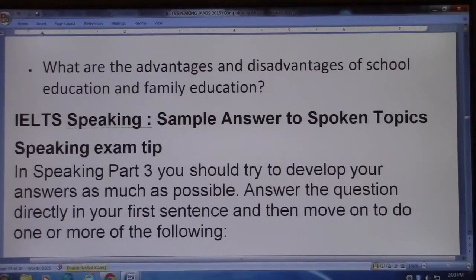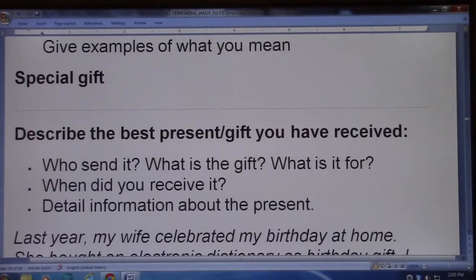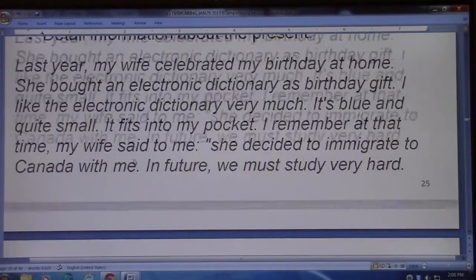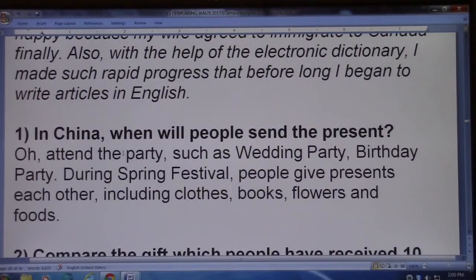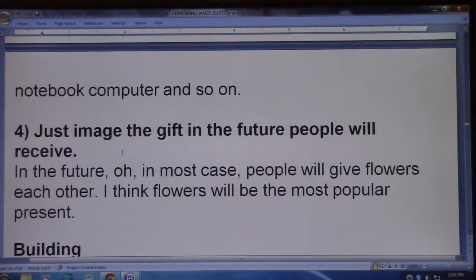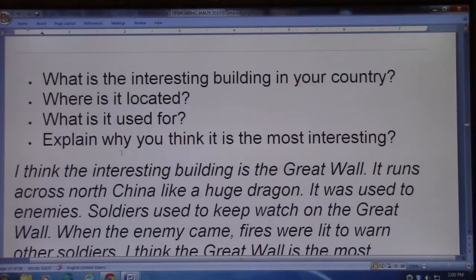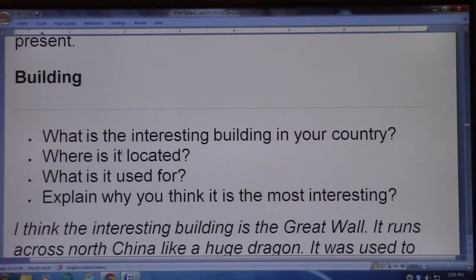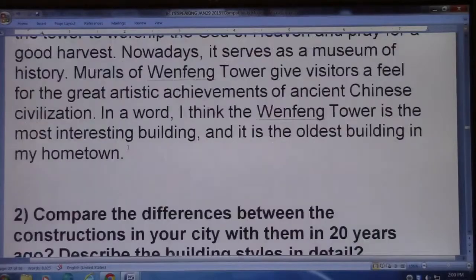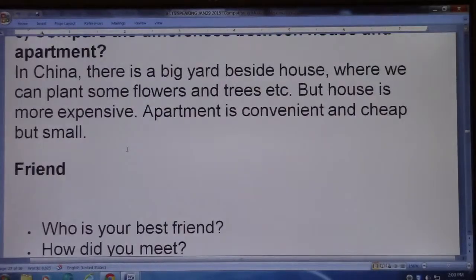So yeah, it could be some other, we have other topics. It could be about a special gift that you got. Who sent it to you? What is the gift? What is it for? When did you receive it? Why is it important to you? And it could be about buildings. What is interesting buildings in your country? Architecture.